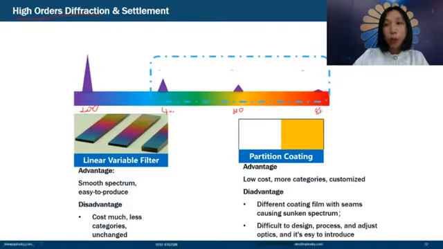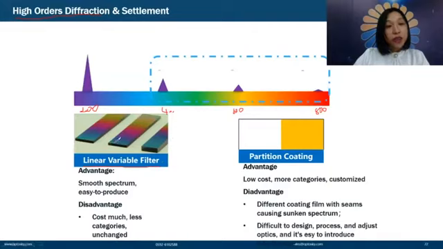They are harmful peaks. These harmful peaks could affect the measurement result, so we don't need them. So the question is, how can we eliminate these harmful peaks and only keep this useful peak? So we have a solution. We can use linear variable filters, LVF.